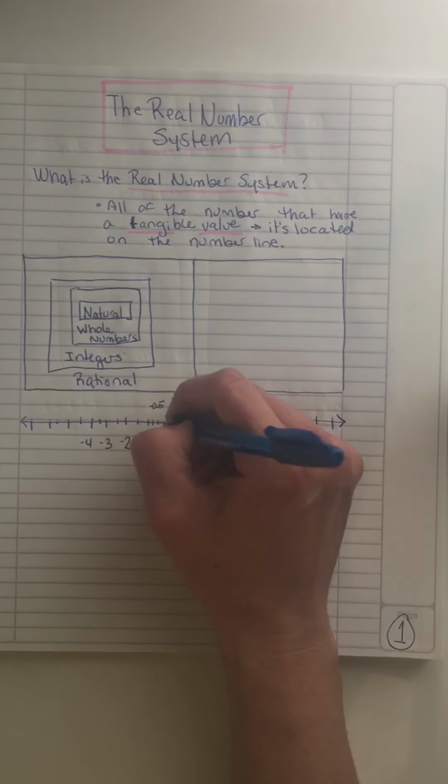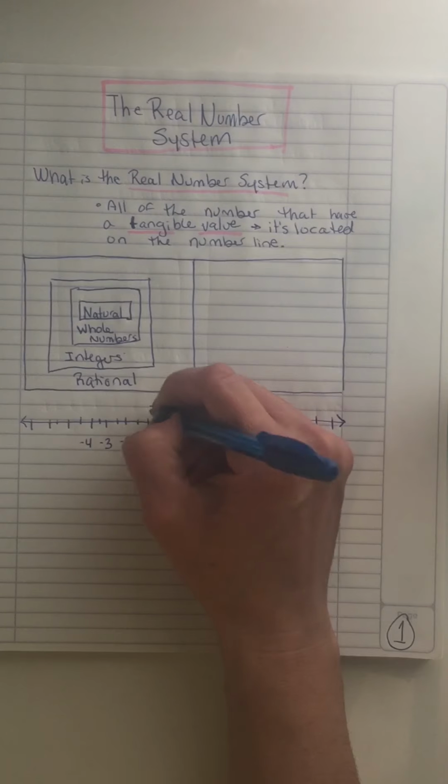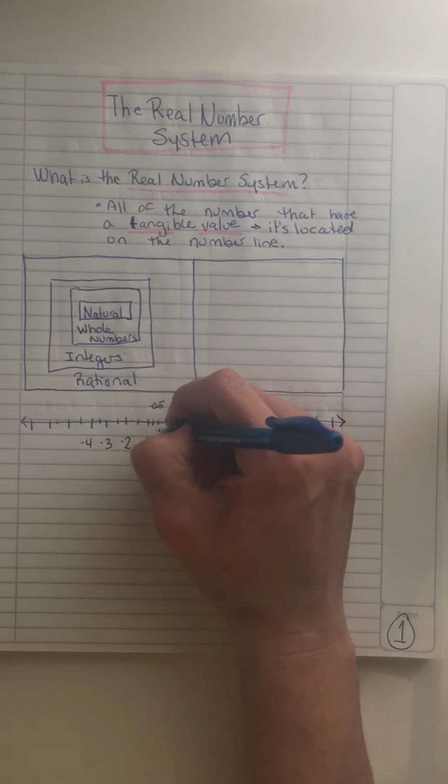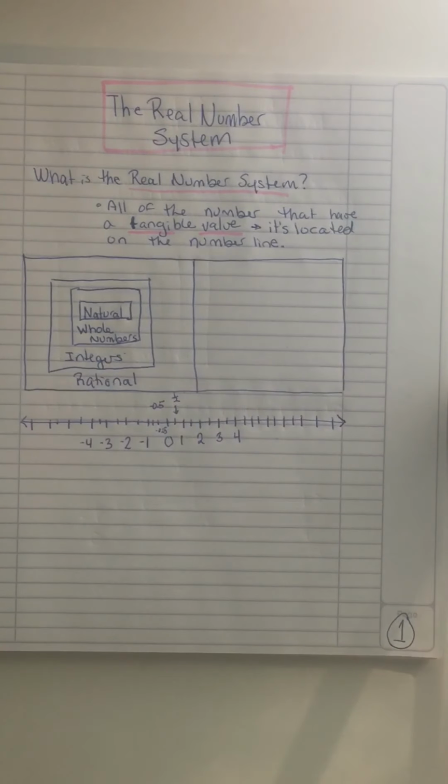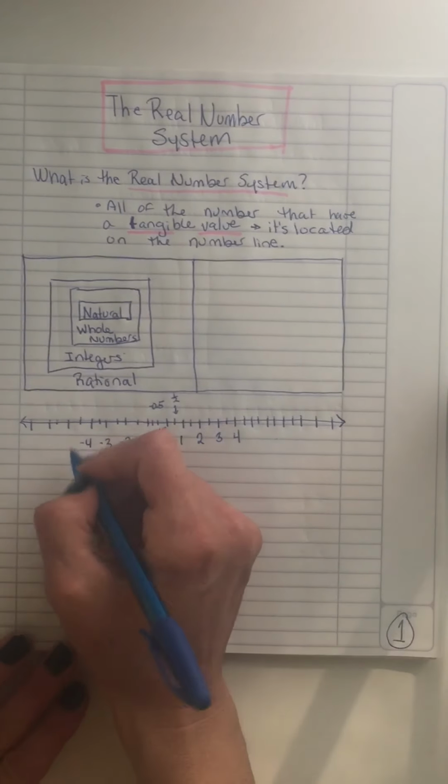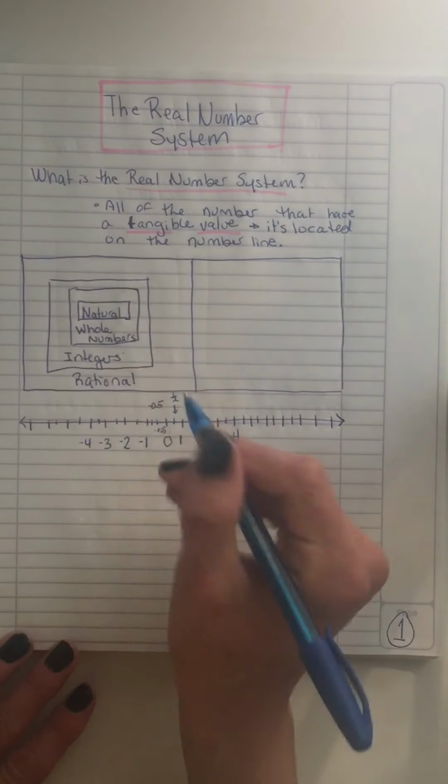So in between 0 and -0.5 would be -0.25. And I could slice that in half and I would get -1.25. And I could slice that in half and I would get -0.0625. And I could keep slicing it in half and slicing it in half and slicing it in half because there is an infinite number of rational numbers.